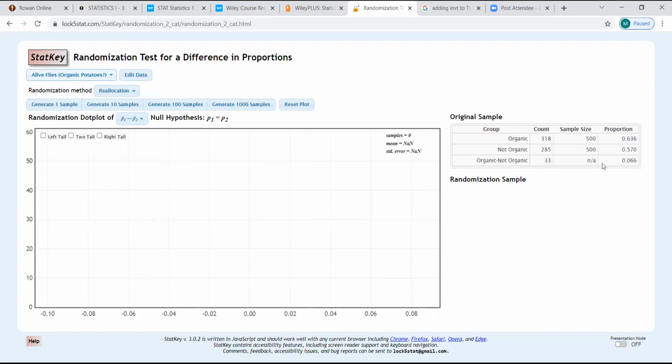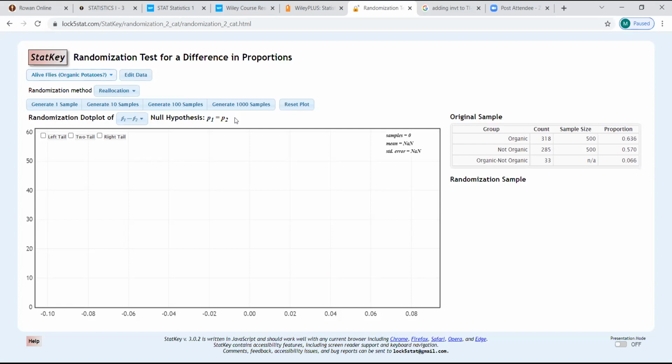You can see over here on the right side is the original data set. Again, the organic group is group 1, and the non-organic group is group 2. You can see the data here, the count and the sample size. Here are the proportions, and here's the difference in proportion between the two groups. Now, the null hypothesis would be there's no difference between the two groups. And the alternative is that P1, the organic group, is going to be bigger than P2, the non-organic group. That's what they want you to test, to see if eating organic actually improves the life expectancy of these fruit flies.